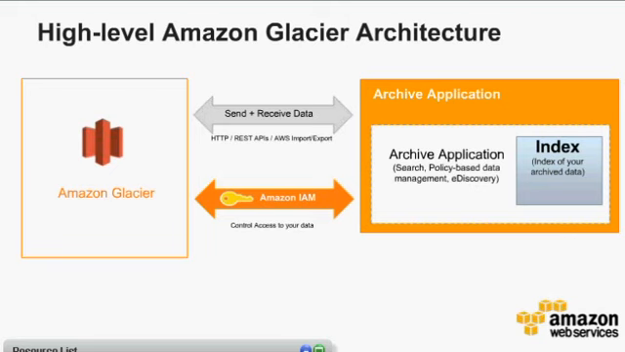On the right is your archive application. As I mentioned, Glacier is designed for cold storage, and we currently do not offer a hot index. So we see customers implement their own index on-prem, or they use RDS or DynamoDB.